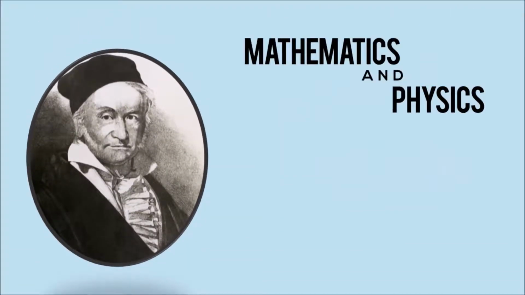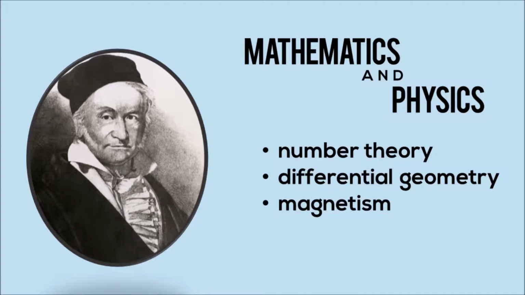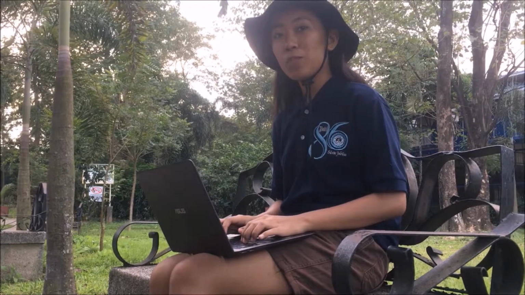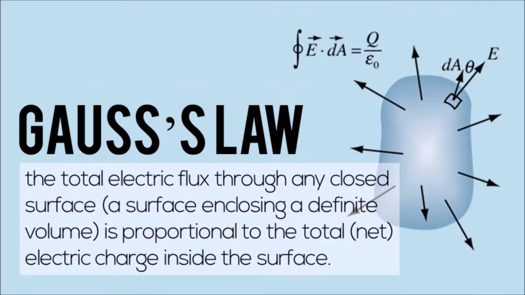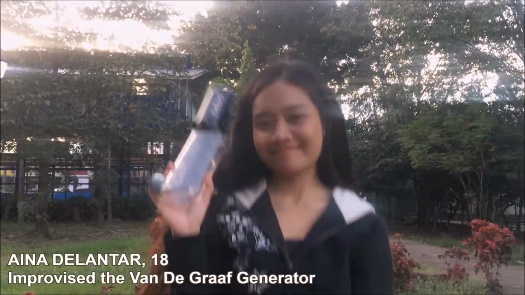He was the last man who knew of all mathematics. Meet Carl Friedrich Gauss. He worked in a wide variety of fields in both mathematics and physics, including number theory, differential geometry, magnetism, and optics. One of his most important contributions in the world of physics is the Gauss law. Gauss' law states that the total electric flux through any closed surface is proportional to the total electric charge inside the surface. We can see the application of Gauss' law in a Van de Graaff generator, and to see how it works, here is Aina.